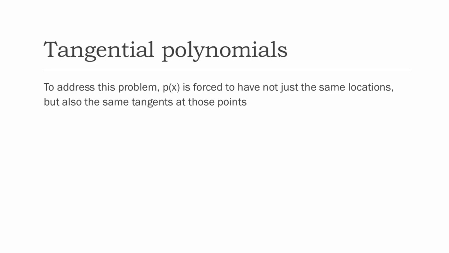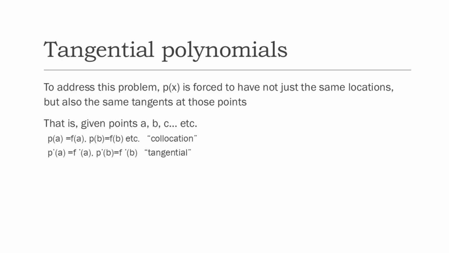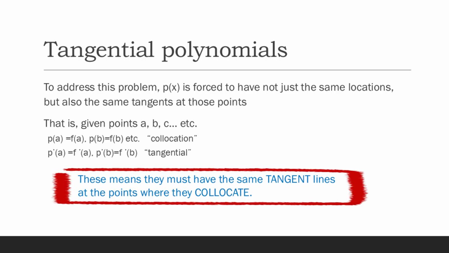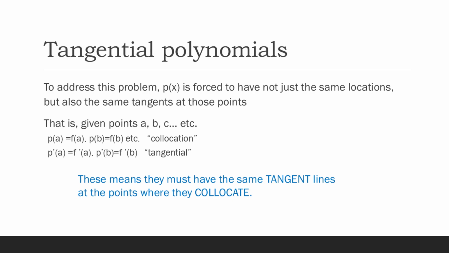So it's not only that p of a must be equal to f of a, p of b is equal to f of b, but p prime of a is equal to f prime of a, p prime of b should be equal to f prime of b, meaning they share the same first derivatives. This means that they must have the same tangent lines at the points where they collocate. And we already referred to tangents to reference the Latin to mean touch.